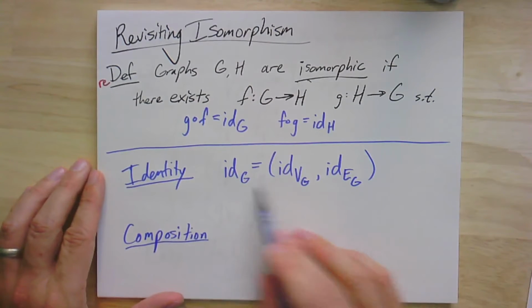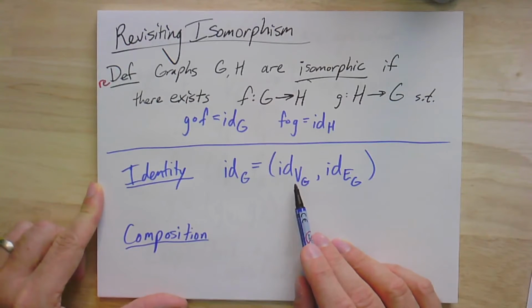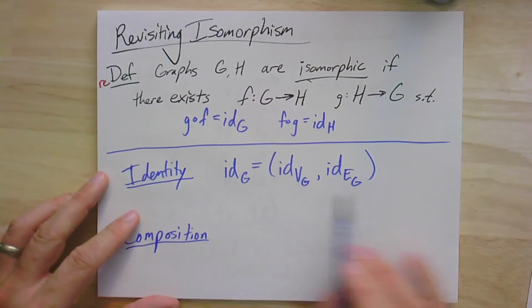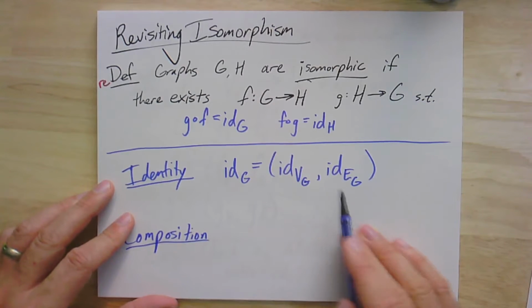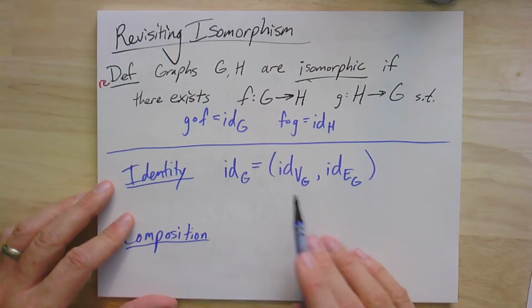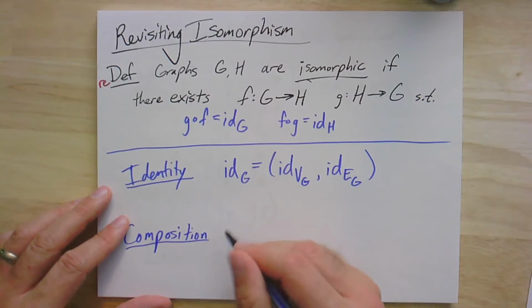Okay, so the graph is a vertex set and an edge set. These are sets, and so sets have identity functions, and so we can build up an identity homomorphism from the identity functions on these two things, and you can check that it satisfies the three conditions. That's a nice little exercise.